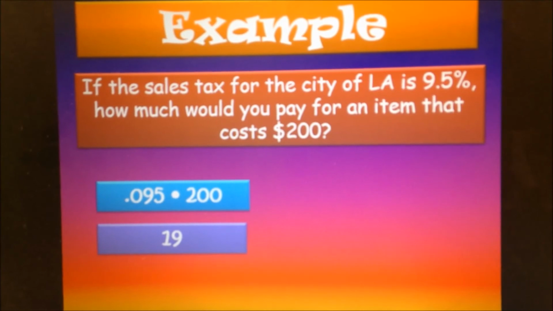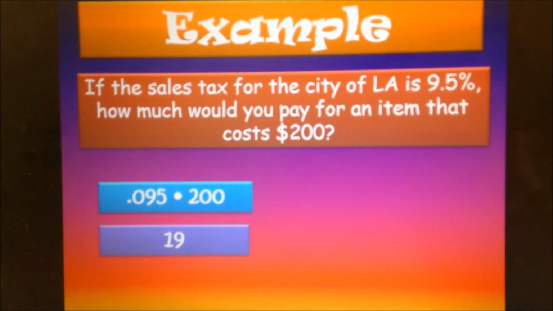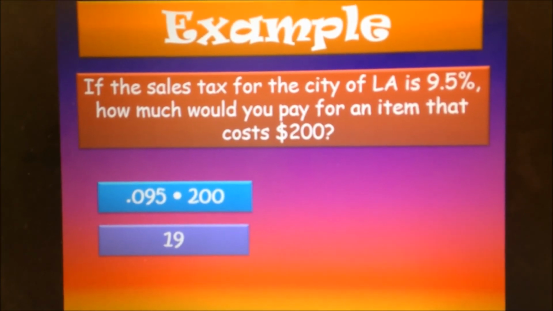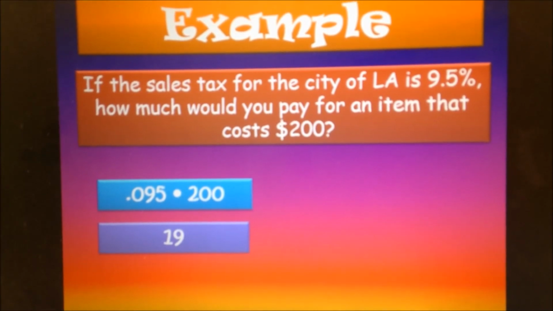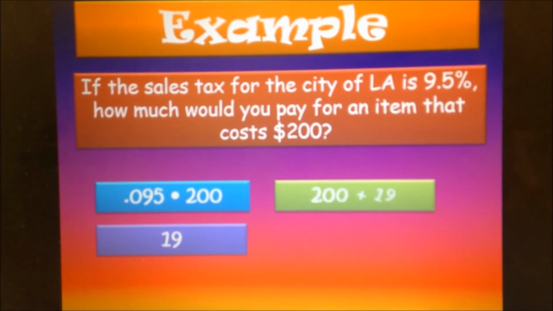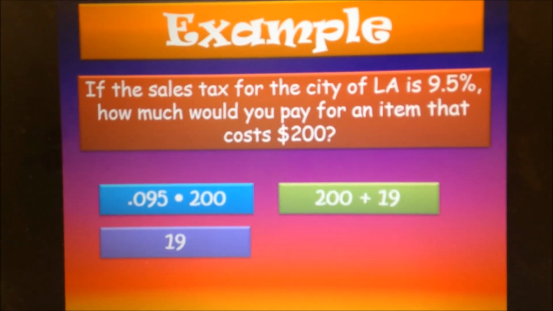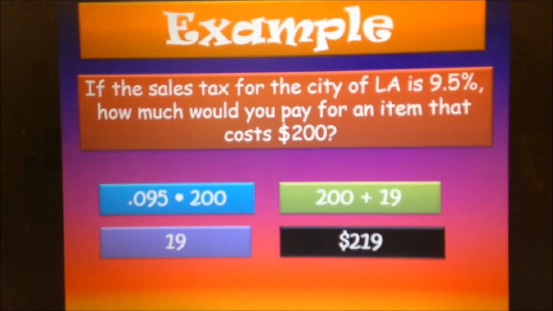The tax ends up being $19 when you multiply. So I'm going to take my $200 that it cost me and add the $19 of tax, making my grand total $219 for my item.